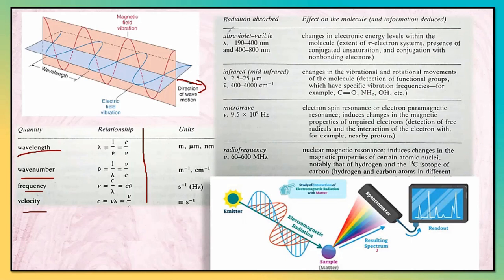Now we have some details of the different zones of the electromagnetic spectrum, and we have the diagram of how this works. So basically, first let us discuss the diagram. This is the source or emitter. From there we have the radiation. Now this radiation will fall on the sample, and from there we'll get the spectra.